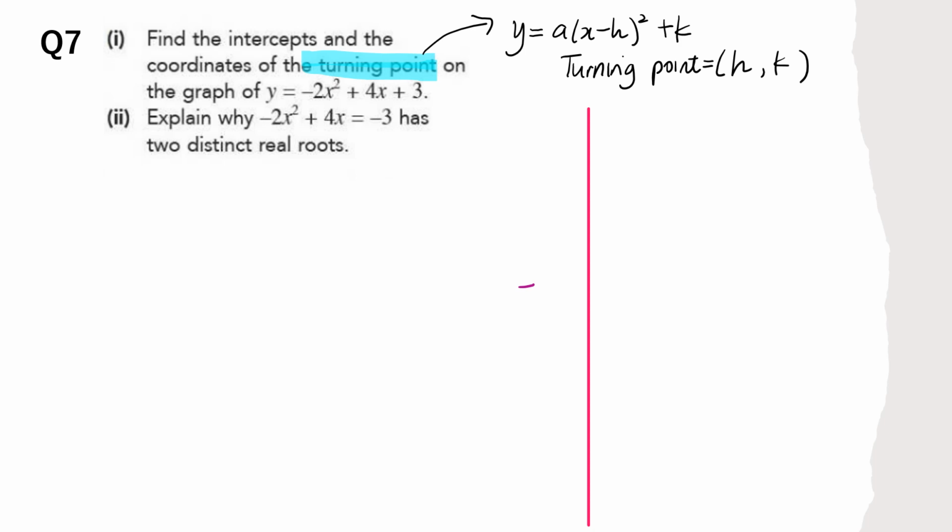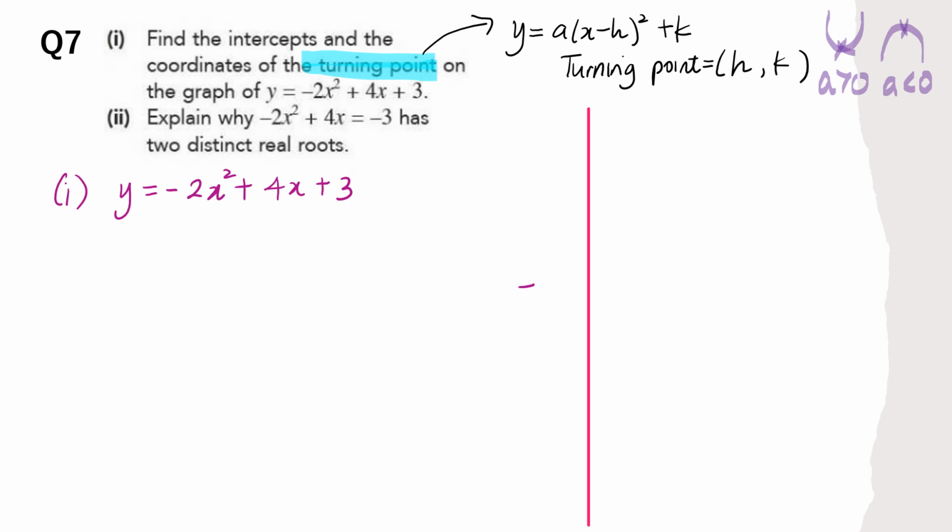So your turning point here, if you recall, can be a maximum or minimum, depending on the value of your a. If your a is more than 0, then it is a U-shaped curve that gives you a minimum point. If it's an N-shaped curve, where the value of a is less than 0, that will give you a maximum point. So minimum point and maximum point are classified as turning point. So how do you go about finding this turning point?